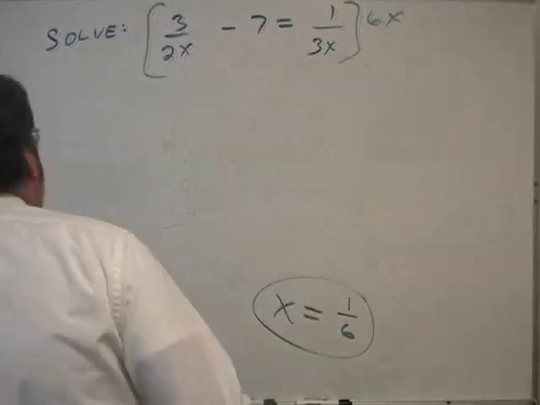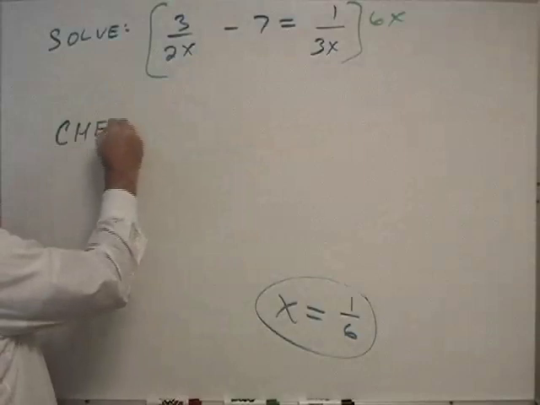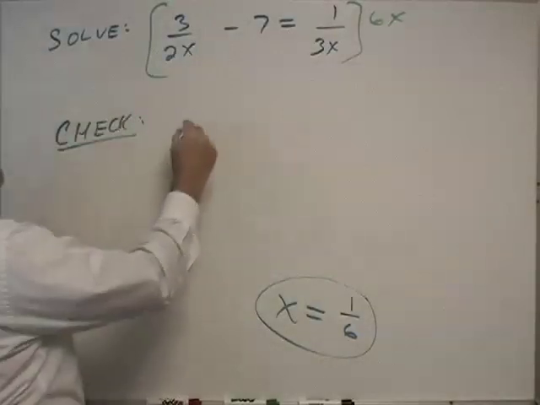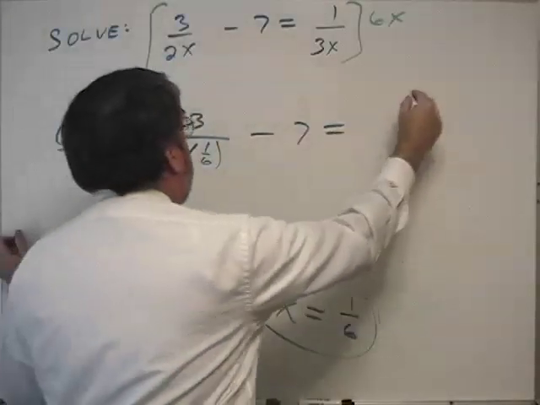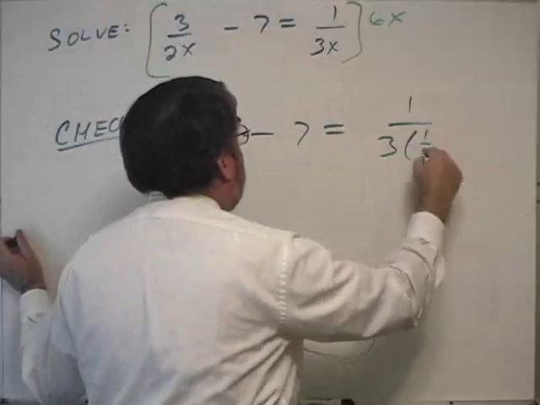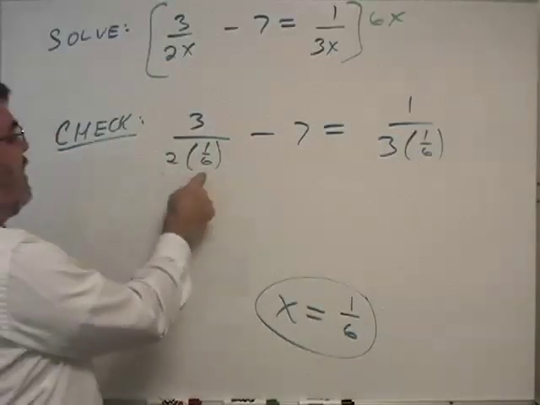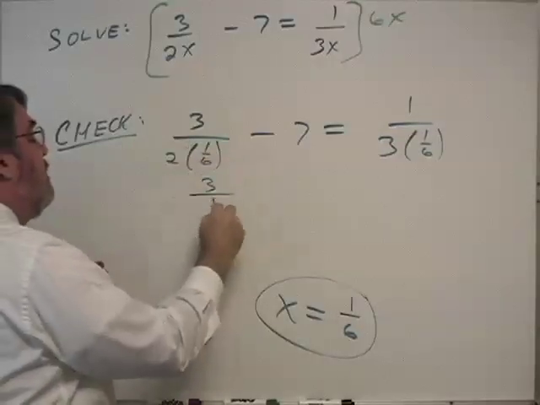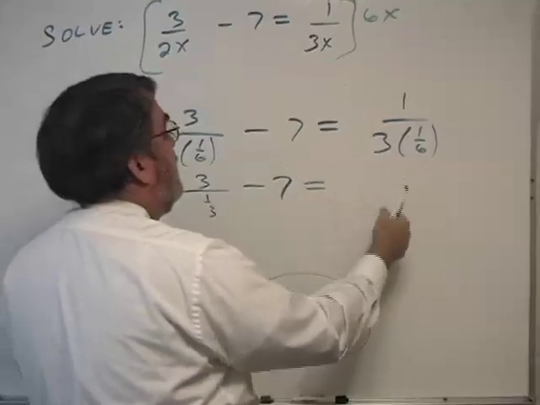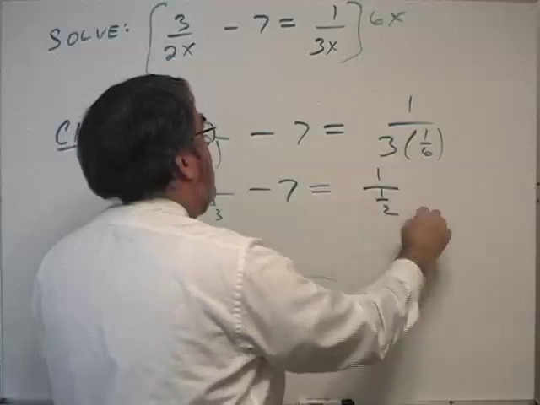Okay, so here's the check. 3 over 2 times 1/6 minus 7 equals 1 over 3 times 1/6. So I replace the x's with 1/6. And how tough can it be? What is 2 times 1/6? Well, 2 cancels the 6, leaving 1/3. So I have 3 over 1/3 minus 7 equals, and here, this 3 is a numerator, cancels that 6, leaving 1/2. 1 over 1/2.